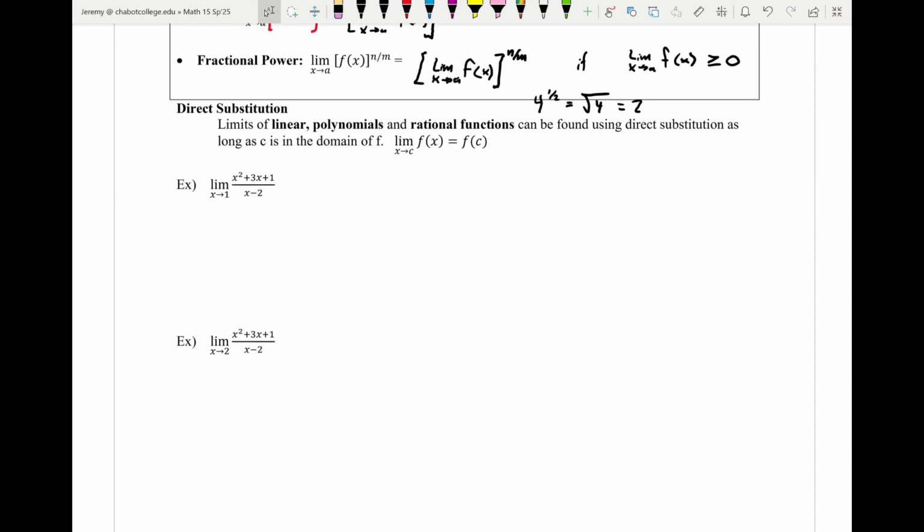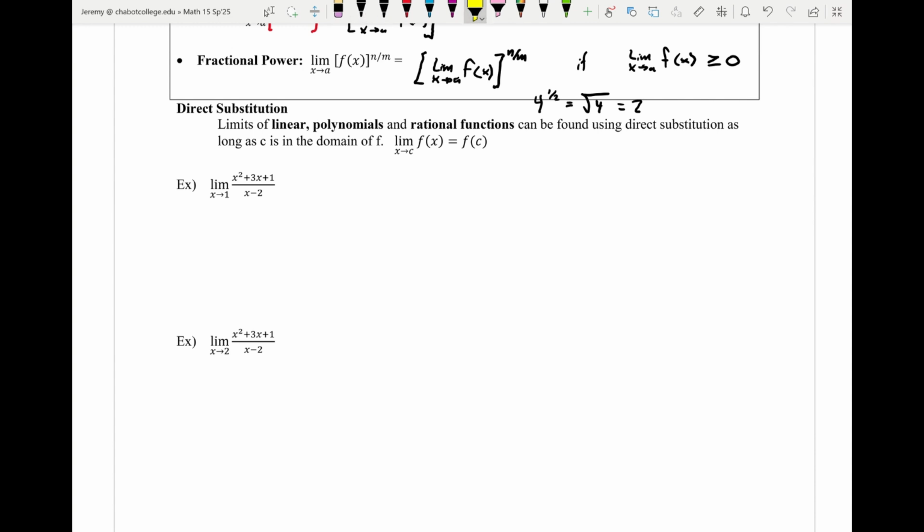So let's look at a few examples here. In this first one, we're looking at the limit as x approaches 1 of a rational function, x squared plus 3x plus 1 over x minus 2. The first thing we should always try is direct substitution, because as long as this 1 is in the domain of this function, this limit is just going to be equal to this function evaluated at 1. So is 1 in the domain? Can we plug 1 into this function and get out a real number?